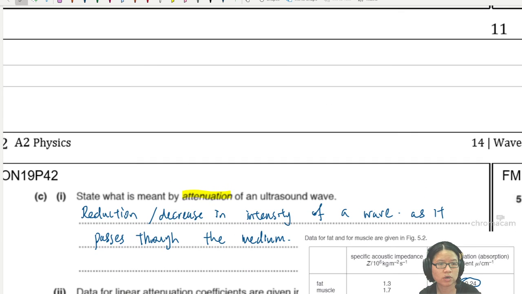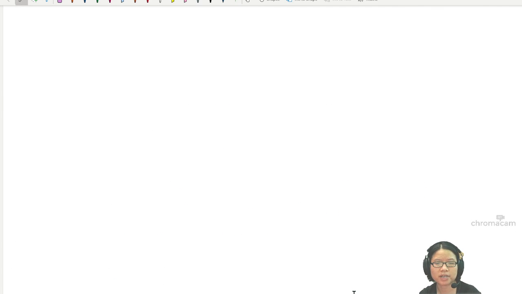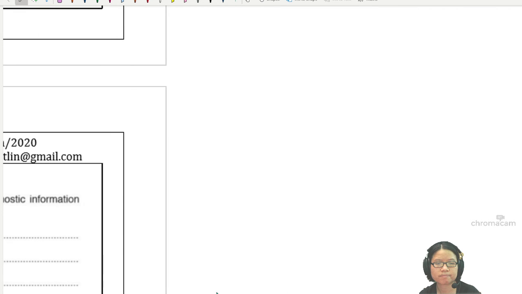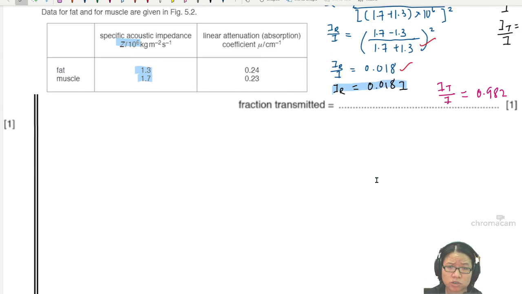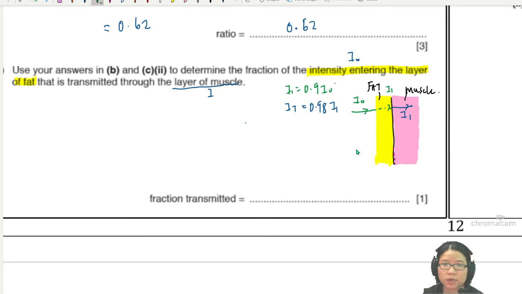Let's go back to part B when we looked at the Z value. The transmitted one is 0.982. To be consistent, if I take 3SF, everything should be 3SF, so I'm going to stick to 0.98. So 0.98 of I1 will go into the muscle. Some of it will reflect, but we'll stick to 98. All right, so they want this.